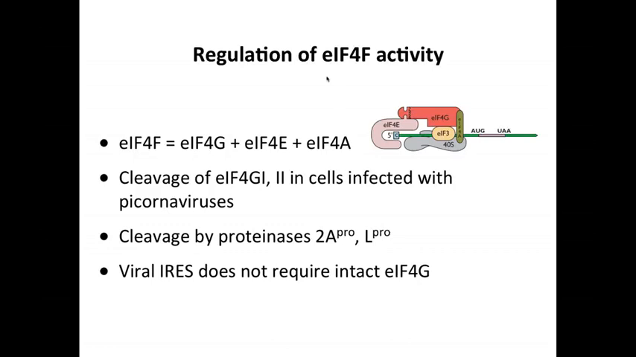And we're going to look at regulation of EIF4F, which again is a complex of EIF4G, EIF4E, and EIF4A, these three proteins here. And basically what we're going to look at is cleavage of EIF4G. So it's really one of the subunits of EIF4F. And this is done by viral proteinases, 2A or L. Now, this is done by viruses that have an IRES. They don't have caps, so they don't need intact EIF4G. So let's see how this works.